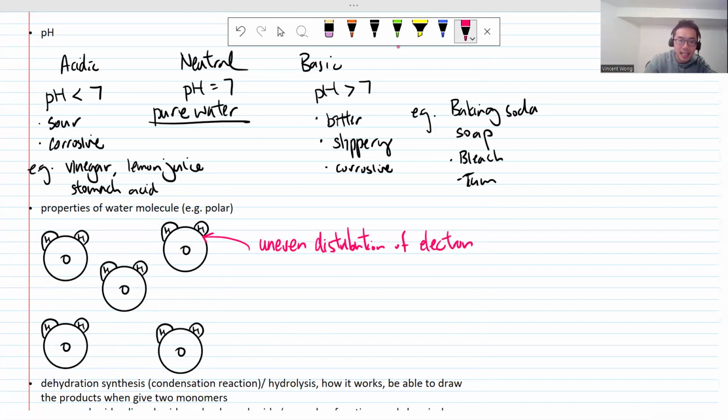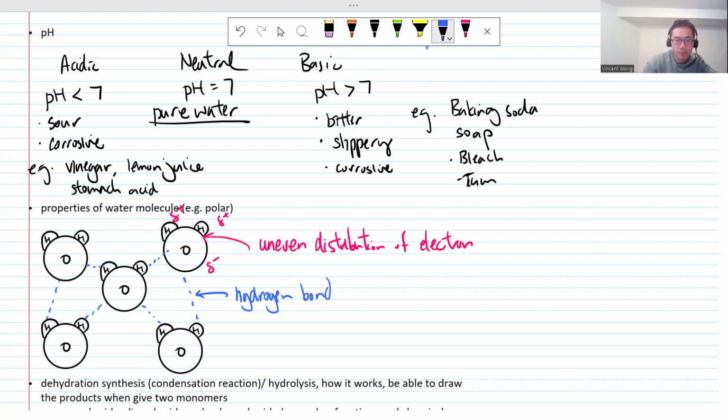So the oxygen is slightly negative, and the hydrogen is slightly positive. So when you put them next to each other, the slightly positive hydrogen will be attracted to the slightly negative oxygen. And that is how you get these interactions. Okay? So these attractions between the molecules, we call them hydrogen bonds.